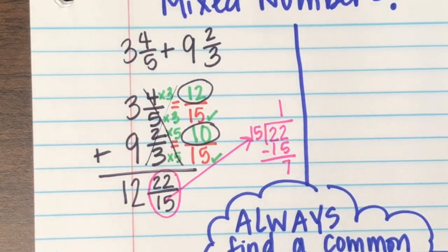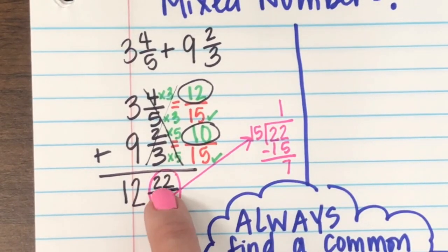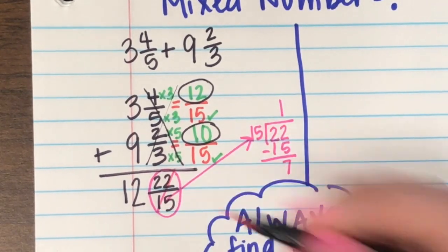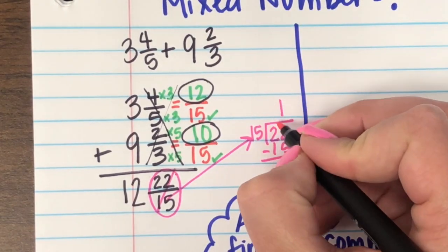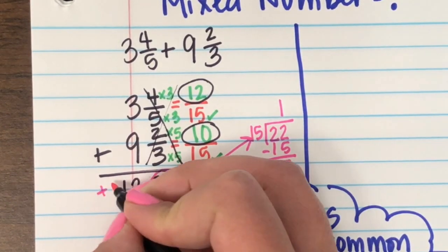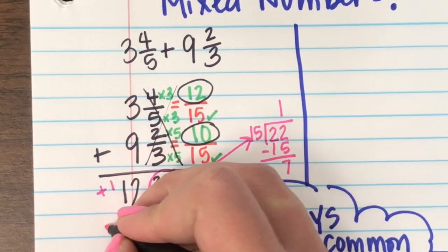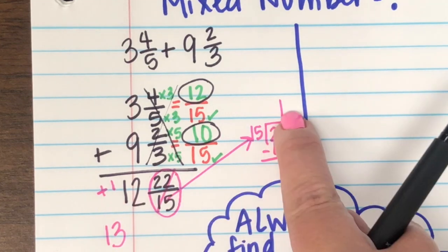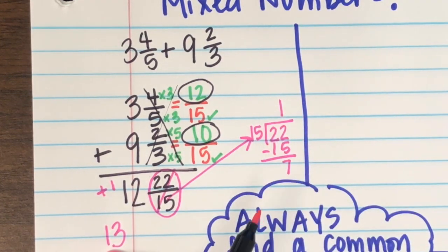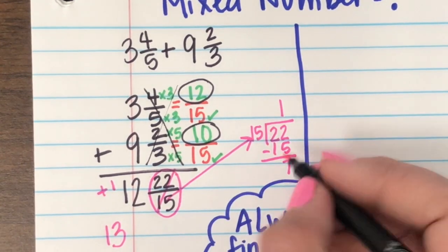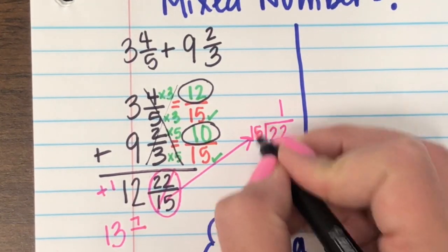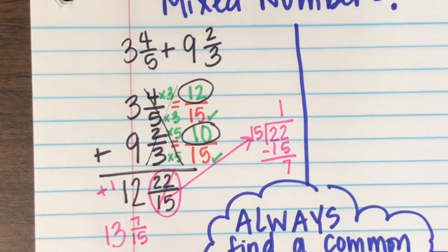So here's what that means for our answer. That means that this fraction actually has another whole number with it. So this fraction is no longer part of our answer. This is another whole number, so I'm going to add that to my 12. The 12 is going to become a 13 because I had 12, and now I have one more whole, which makes 13. And now there's 7 pieces left, that's my remainder, out of the 15. Okay, and that would be my final answer.